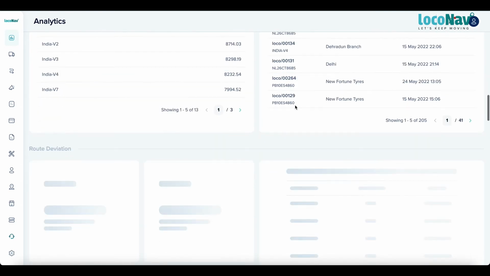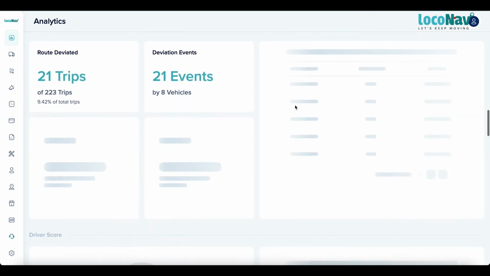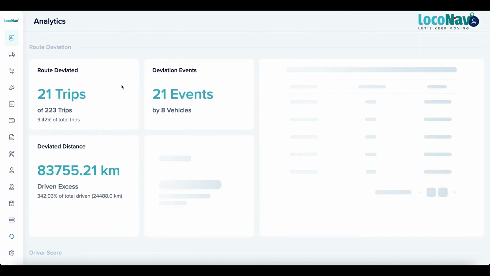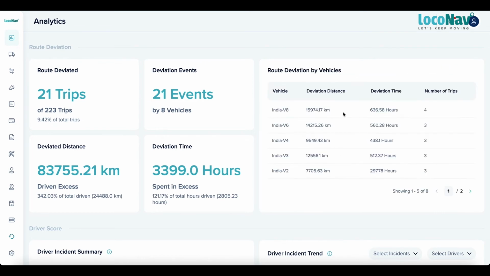Moving on to route deviation. In this section, you can view insights around route deviation done by the vehicles on a fleet level and top deviating vehicles. Next is driver score.